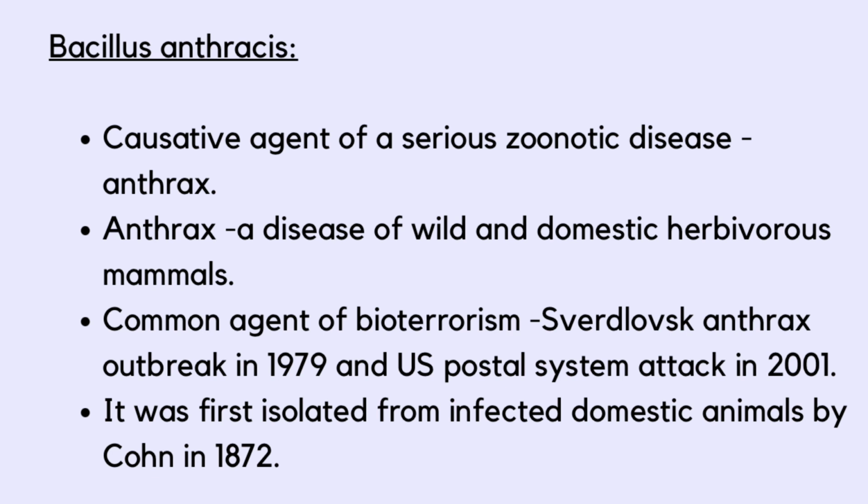It is one of the most common agents of bioterrorism, which means Bacillus anthracis is used to cause harm to humans, animals and plants by releasing this biological agent at a specific place. It was used in the Sverdlovsk anthrax outbreak in 1979 and the US postal system attack in 2001. Bacillus anthracis was first isolated from infected domestic animals by Koch in 1872.